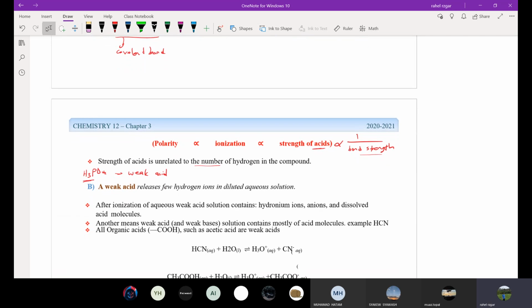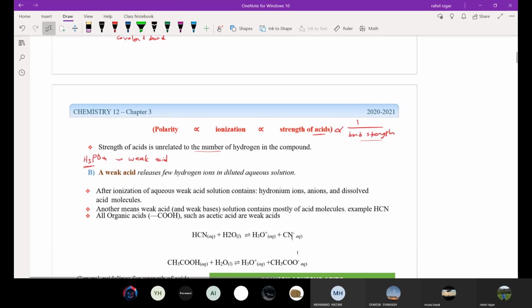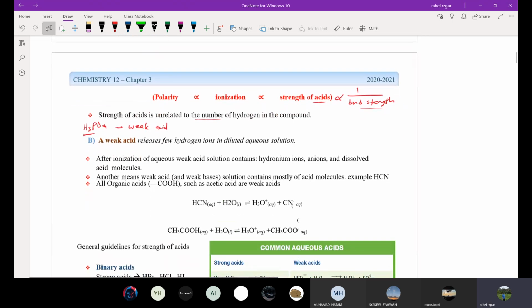Okay, so it's not related. It doesn't mean that if you have 3 hydrogen then it releases a lot of hydrogen. It may not. Why? Because it cannot ionize. If the bond is not broken, then we cannot benefit from the hydrogen. So that's why it cannot become a strong acid. It will be a weak acid. What is a weak acid? If it releases few hydrogen ions in the electrolyte solution, then it's a weak acid.